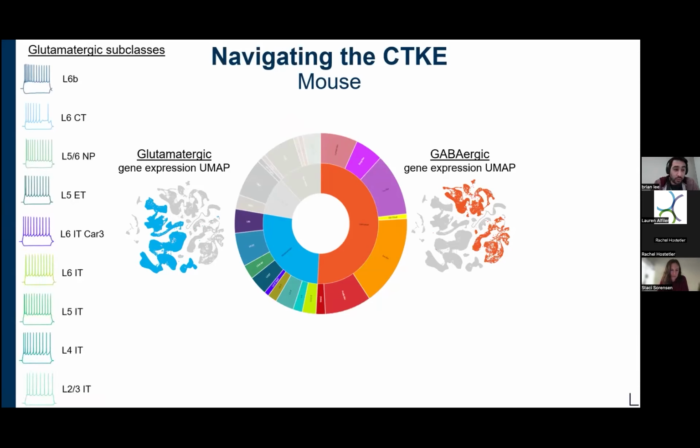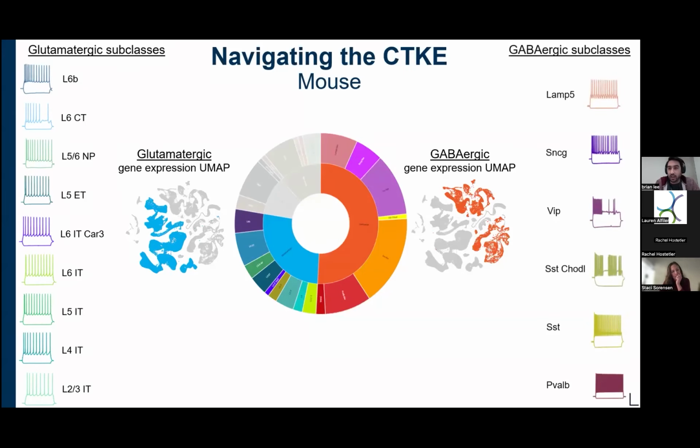Within each one of these subclasses, I have some representative voltage traces, and you can see that these are voltage responses to a hyperpolarizing pulse as well as a suprathreshold pulse. So you can see the train of action potentials to a suprathreshold response. And on the right-hand side, we have representative examples from the GABAergic subclasses.